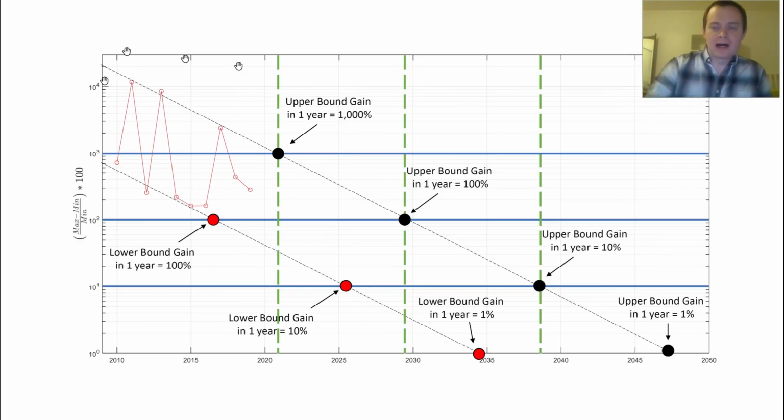Now, if we plot the lower bound gains in a given calendar year, you can see that in, let's say, 2017, it was around 100%, and we actually came kind of close to it in the year right preceding it, where we came down to around 150%, and then we popped back up to the upper trend line. So the next lower bound gain in a given calendar year might be 10%, could be in 2026, and it's not that far-fetched to imagine that would occur.